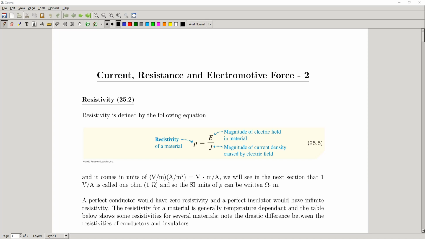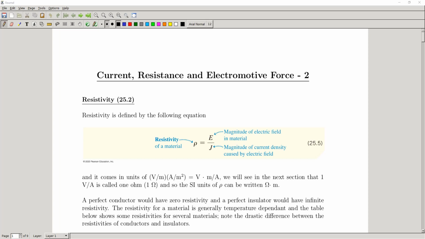Okay, this is going to be our second video in our current resistance and electromotive force series. In this video we're going to be covering sections 25.2 and 25.3 from the text. They're closely related and I figured it would be good to tie them together, so I did them both in one video here.